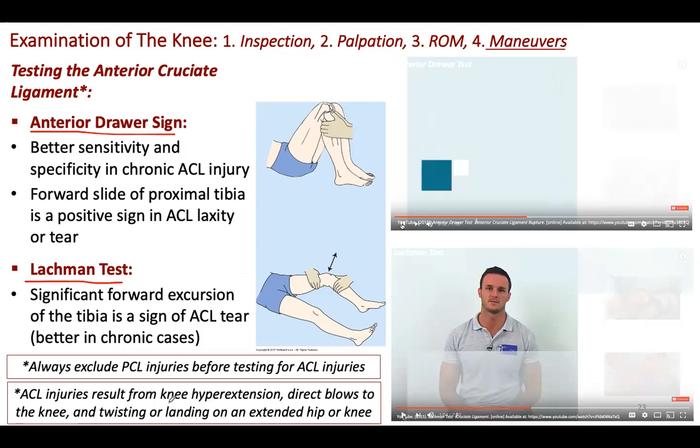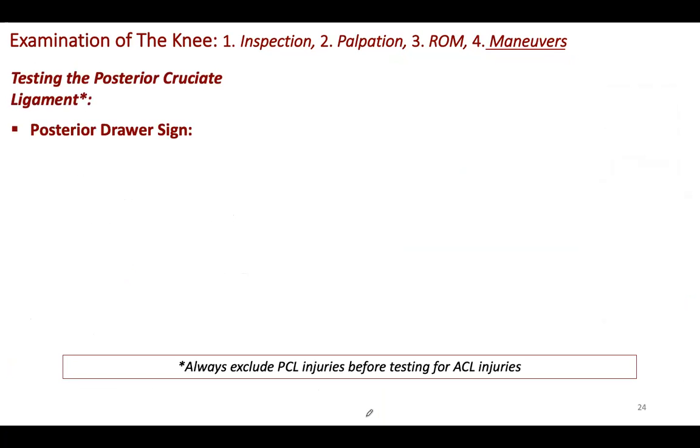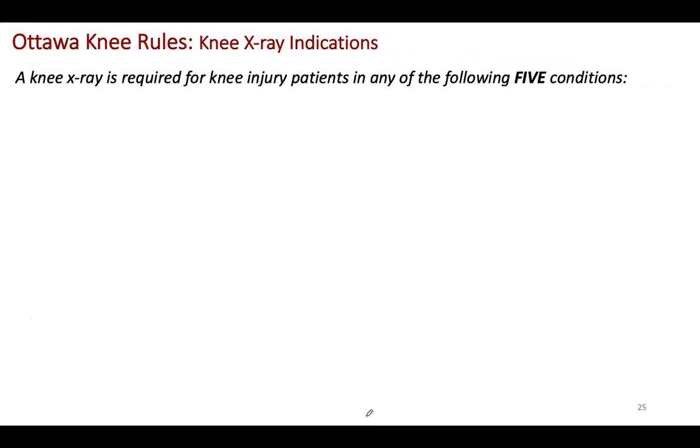ACL injuries result from knee hyperextension or a direct blow to the knee, and twisting or landing on the extended hip or knee. Okay, a very common and serious injury in sports. We talked about the posterior cruciate ligament.